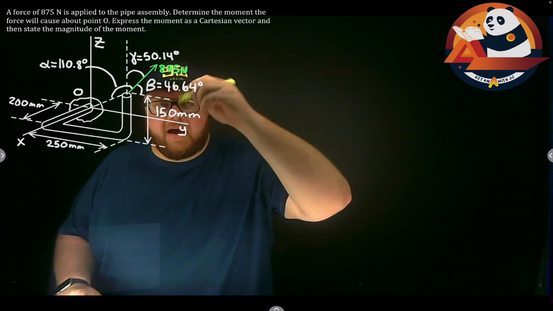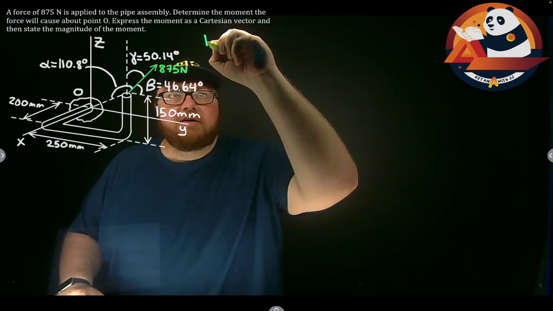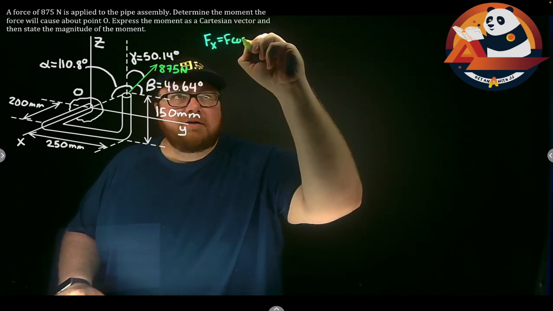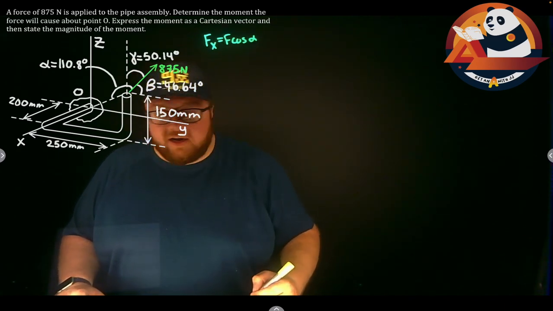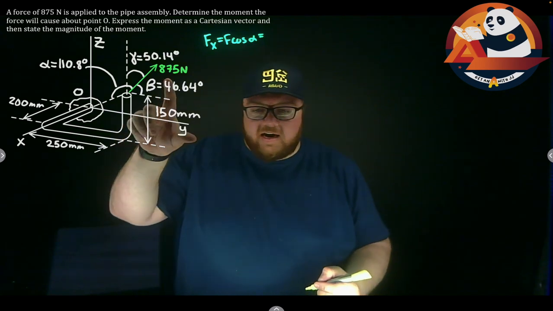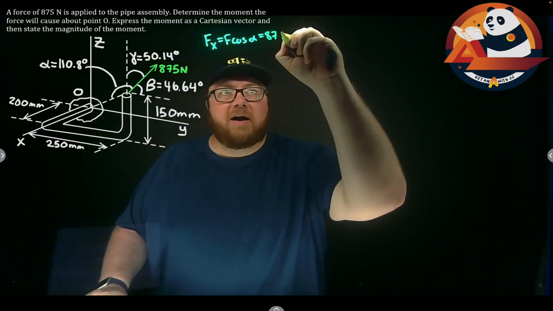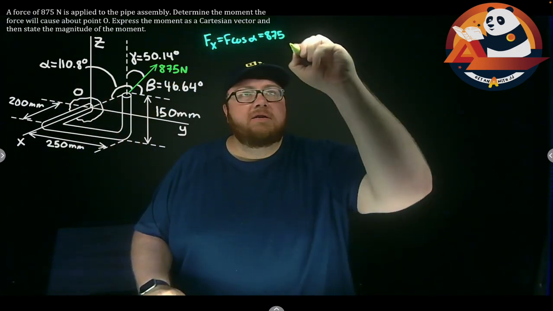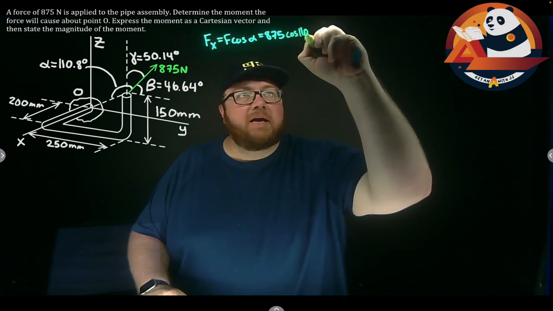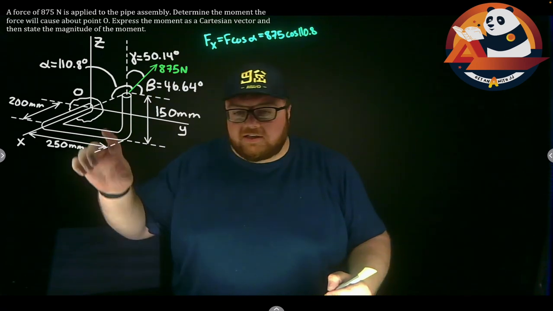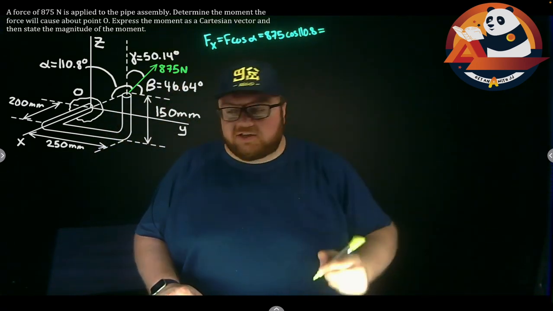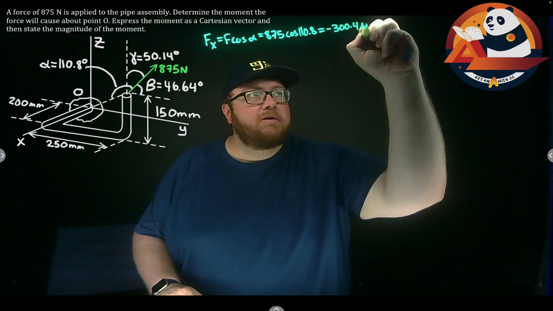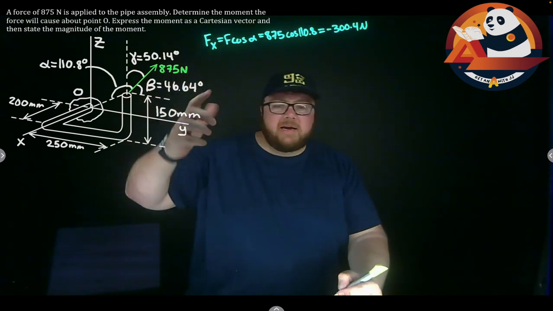If we're trying to get our Cartesian vector, I need x, y, and z components. My Fx is my total force times the cosine of alpha. Putting in our numbers, our total force is given as 875 newtons, so 875 times the cosine of 110.8. Let's evaluate that. This is going to get us negative 300.4 newtons.